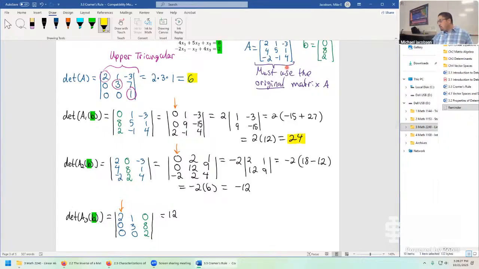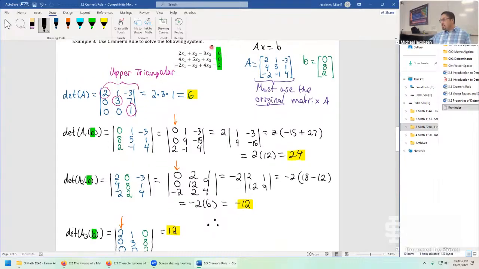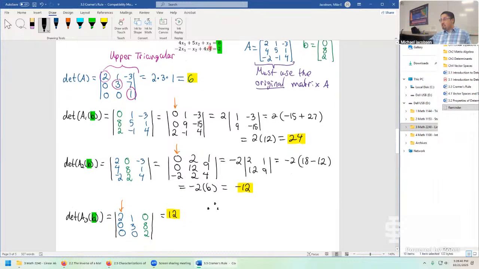But now to put all of this together, we have 4 components. And this is the big punchline to Cramer's rule. We can say, therefore, this original system, which we probably could have solved 10 minutes ago with ordinary row reduction, has a solution that goes x1 is the determinant of A1(b), 24, divided by 6, the original determinant of A. So x1 is automatically a 4.